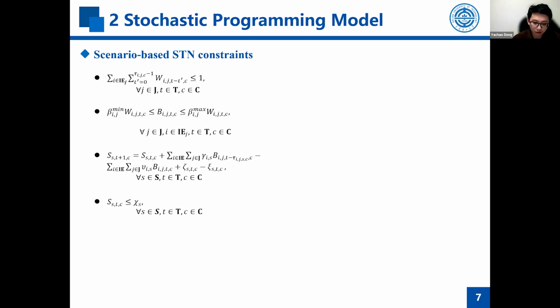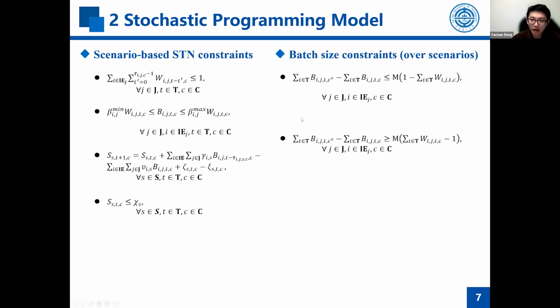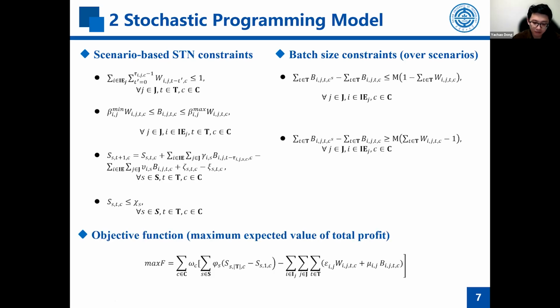The other constraints we will go through very briefly. First, we have scenario-based STN constraints requiring only one task at a certain time for one unit, the batch size constraints, the material balance, and the storage capacity. And on the right, we have the batch size constraints requiring it to remain the same over different scenarios. And finally, we have the objective function of maximizing the expected value of the total profit, considering sale price and fixed cost and variable cost for the production.